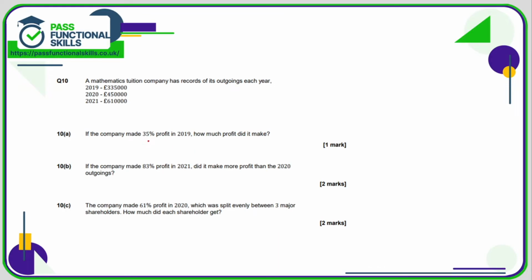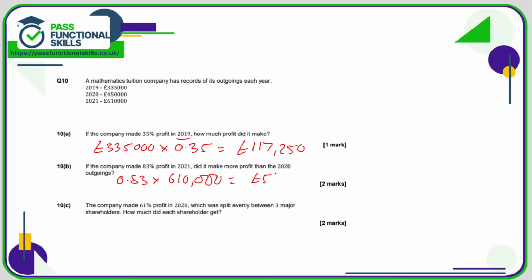Question number 10, we can use the calculator here. So we are looking at the 2019 figure, which is 335000. We want to work out what 35% is, so we're going to multiply that by 0.35, and that comes to a total of 117,250. B, the company made 83% profit in 2021. So did it make more profit than the outgoings of 2020? Well, let's find out. So 0.83 multiplied by the 2021 figure, which is 610,000. That comes to a total of £506,300. Is that greater than the 2020 outgoings? Yes, it is.